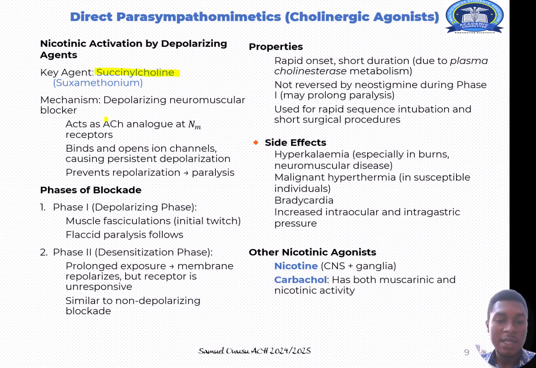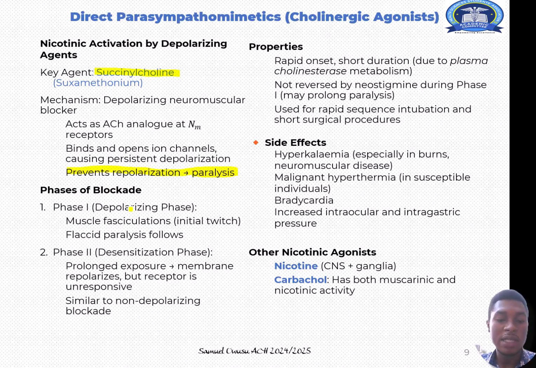They act as an acetylcholine analog at the NM receptors, and then when that happens, because the action is ionotropic, they tend to force open the ligand-gated ion channels, and that will cause depolarization of the postsynaptic receptor, which is the skeletal muscle, and they tend to also prevent repolarization, and that is going to lead to what we call flaccid paralysis. So there are two phases.